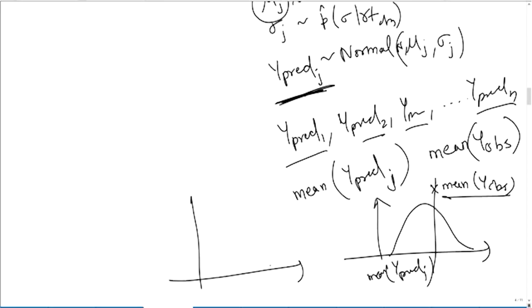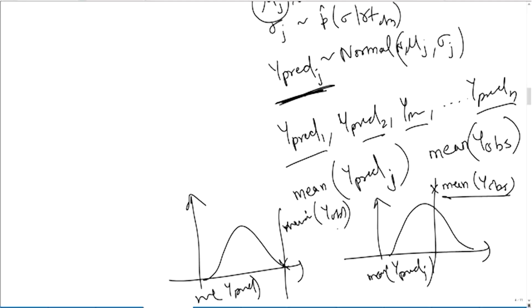But if you get a plot like this, let's say this is the distribution of the mean of predicted data and this is the mean of the observed data, that means your model predictions are not able to capture this summary statistic of the observed data. So your likelihood assumption might be bad, and you need to recheck your likelihood assumption.